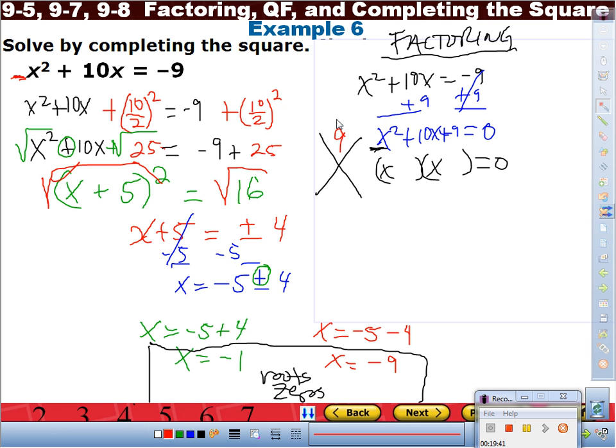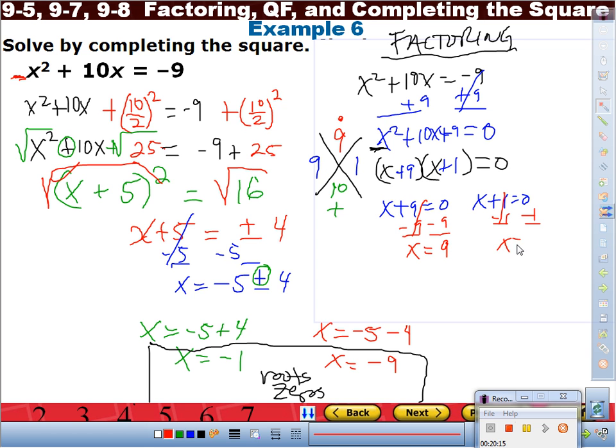We got 9 as my product, and 10 as my sum. What are the factors of 9 that add up to 10? 9 and 1, so this is x plus 9, x plus 1. Set each factor equal to 0: x plus 9 equals 0, x plus 1 equals 0. Solve for x: subtract 9 from each side, x equals negative 9. Subtract 1 from each side, x equals negative 1.